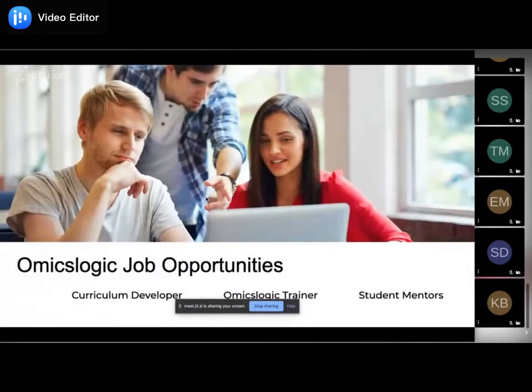We have already hired three students. The jobs are to develop curriculum or to train in the omics logic programs, where we take sessions like the ones I've shown you, and also to help students. All these programs have a component of mentorship, so the interns that we have are helping the students of our different programs. With this collaboration between mentors, students, and faculty, this entire process is very highly effective.